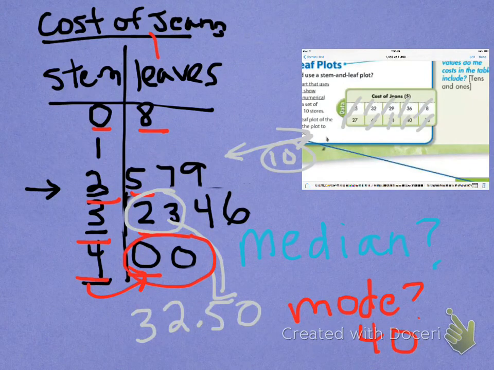Okay, that concludes this lesson. You can use the stem and leaf plot data from a table, and then you can use the plot to find the median and the mode.